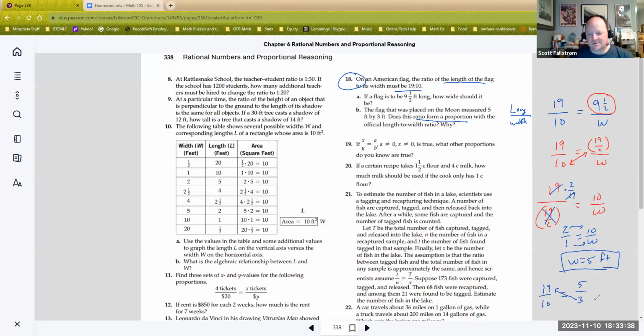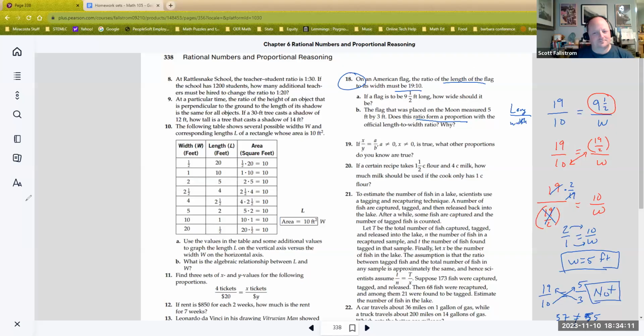19 times 3 turns out to be 57. And 10 times 5 turns out to be 50. Not sure why I wrote a number 1 in there. It's just 50. 57 and 50. Uh-oh, those are not equal. So this is not a true proportion. The flag placed on the moon was not proportionate to what it's supposed to be. Pretty close, pretty darn close, but not exactly the same.